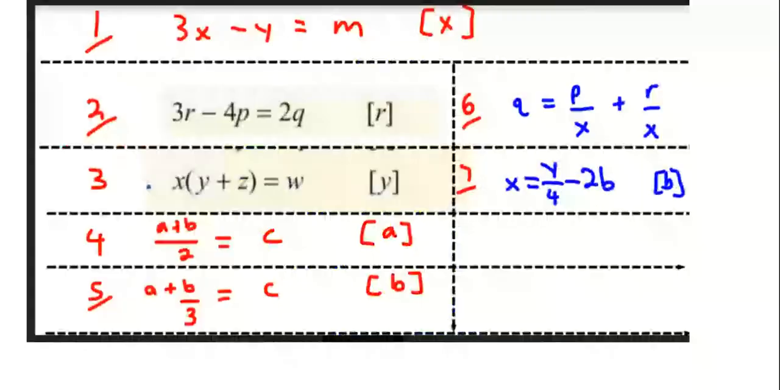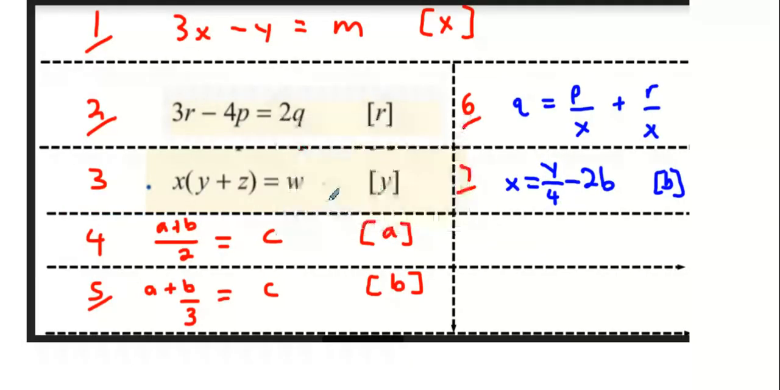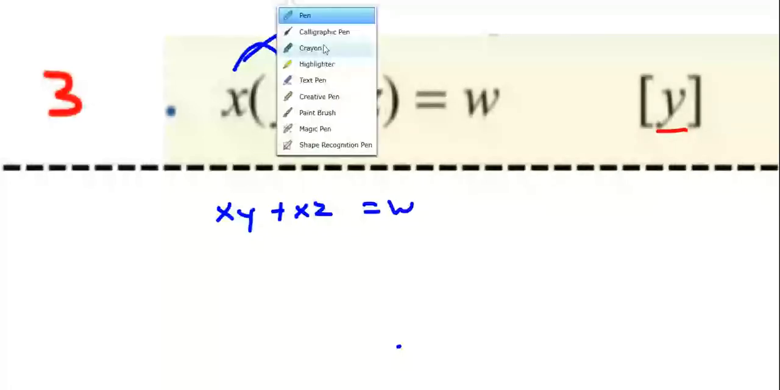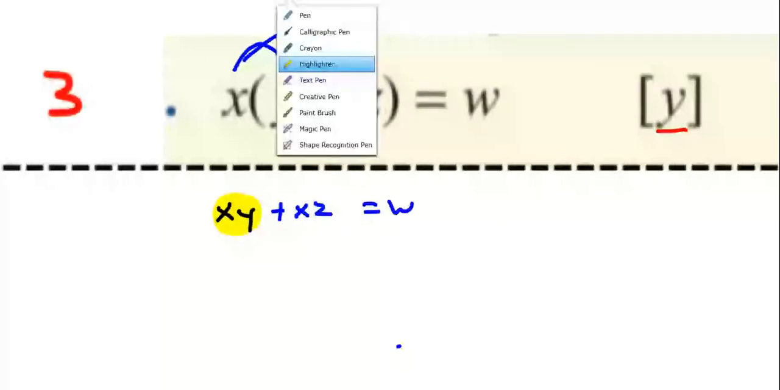Okay, next thing, question 3. This one has some brackets, which means we're going to multiply out first. So x by y is xy, x by z is plus xz, and that equals w. Our goal is to get the y on its own. The y is located beside this x here. So we're going to first of all get xy on its own.